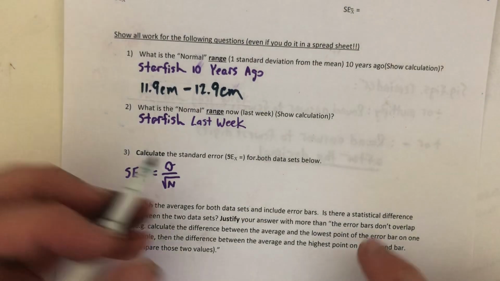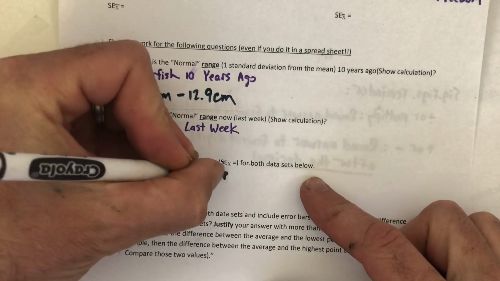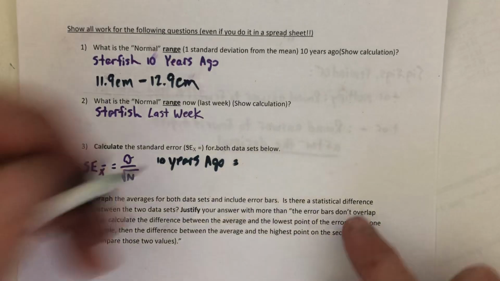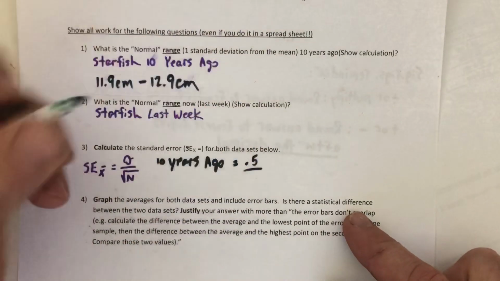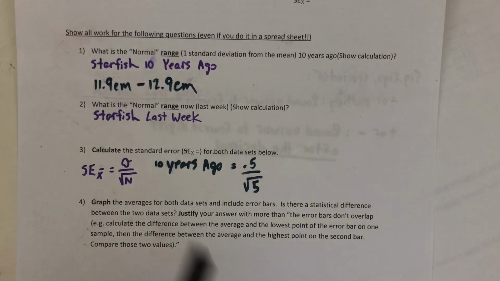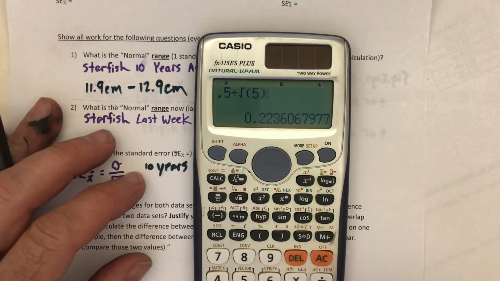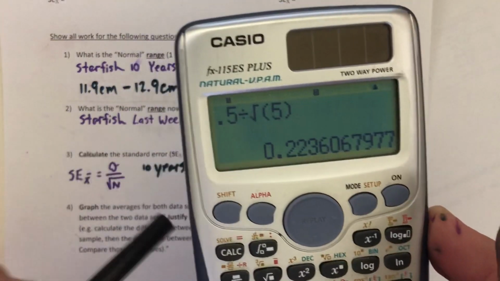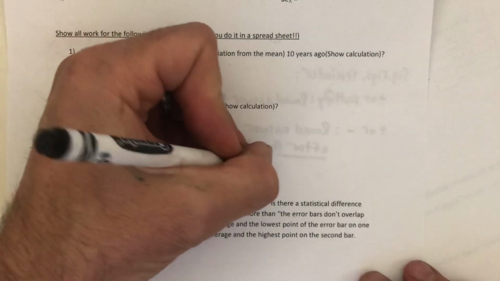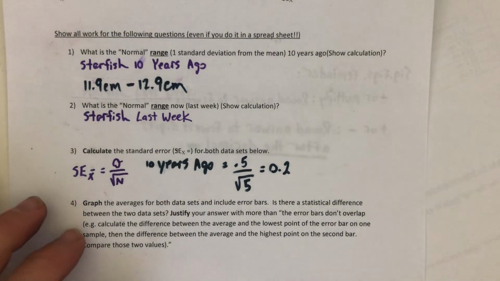So this is 10 years ago. Okay, so our standard deviation was 0.5, and our sample size is 5, so square root of 5. Okay, so 0.5 divided by the square root of 5. So we get, again, we're using 1 digit, so 0.2. So the standard error of the mean is 0.2.